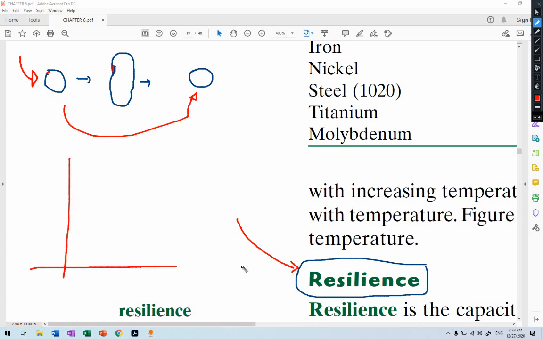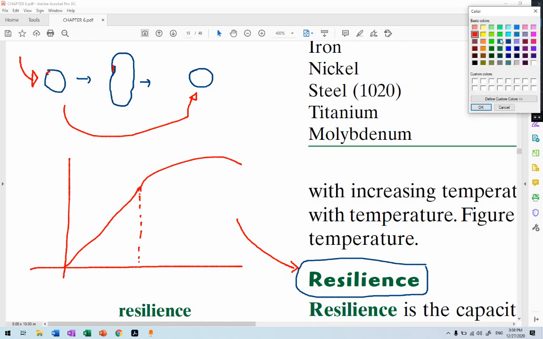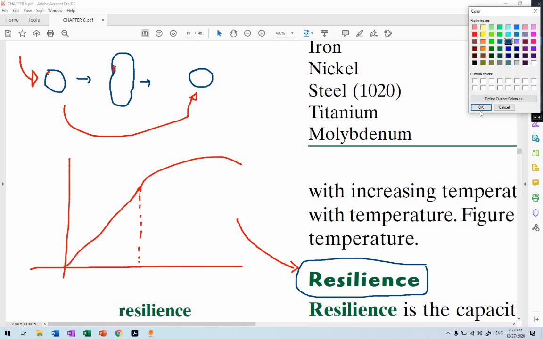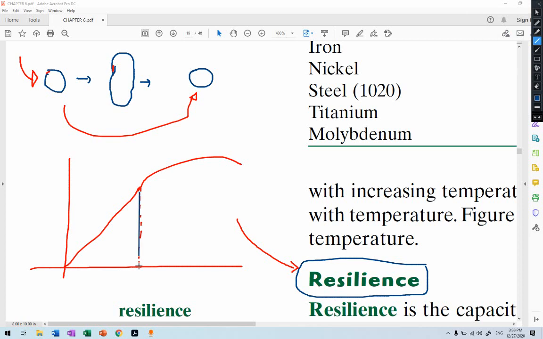It's the area of the elastic zone. If this is the elastic zone, the area under the elastic zone basically is the modulus of resilience. So this area is going to give us the modulus of resilience.